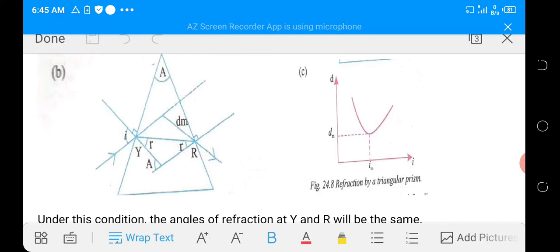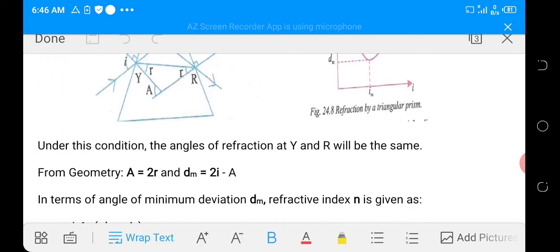And also, if we plot dm against i, there will be a particular angle of incidence when the deviation will be minimum. That minimum deviation is known as the angle of minimum deviation. So under this condition, A is equal to 2r and dm is equal to 2i minus A, where A is the refracting angle, r is the angle of refraction, and i is the angle of incidence.